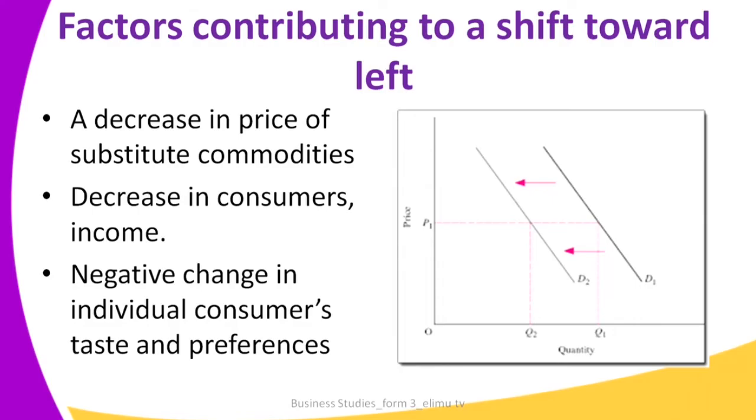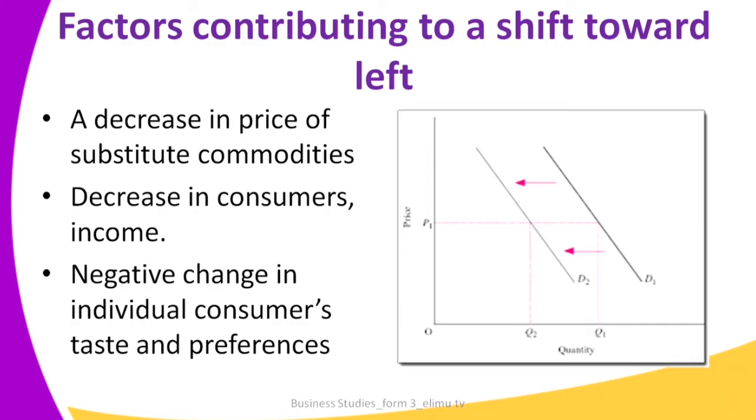The other one is the decrease in consumers' income. This is because the consumers' purchasing power goes down. So if the income of the consumers goes down, therefore the demand also goes down, and therefore that would lead to the demand curve shifting towards the left.